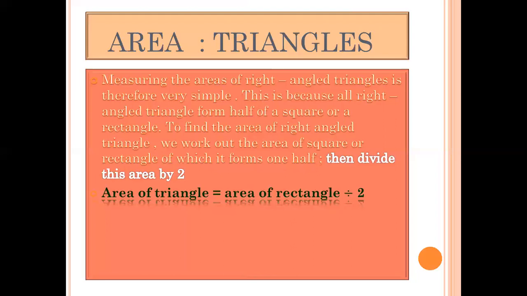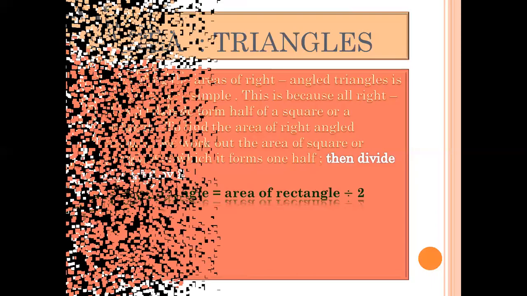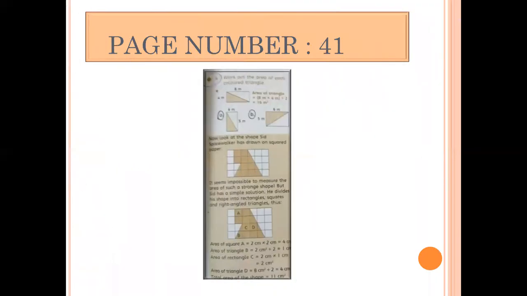Area of the triangle is equal to area of the rectangle divided by 2, because in the question we have the rectangle, so that's why we write area of the rectangle and we divide it by 2. Let's come to the question. Page 41, we have question 4, and there are two parts of this question. Work out the area of each colored triangle.